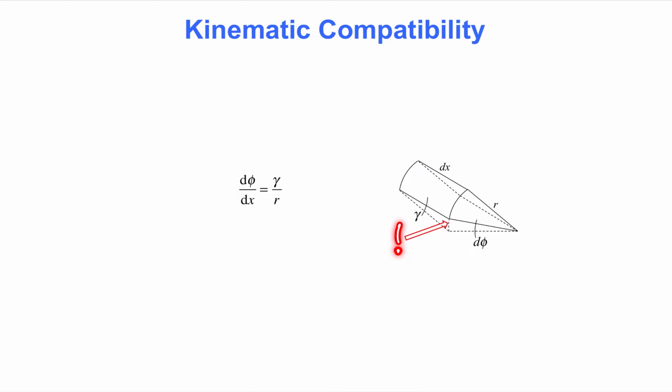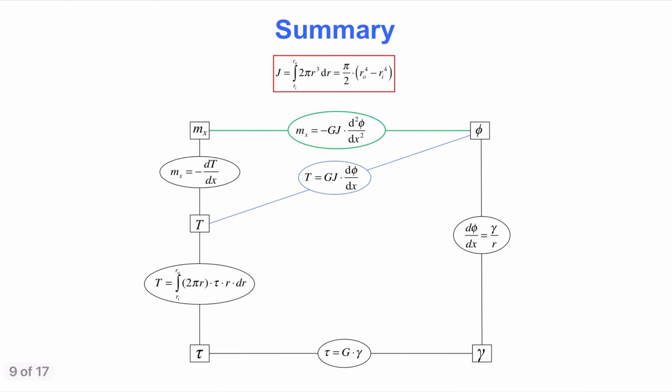That equality leads directly to the kinematic compatibility equation shown here. The derivative of the rotation, phi, with respect to x is equal to gamma over the radius, r. The next slide shows a summary of the equations that were derived on the previous slides.